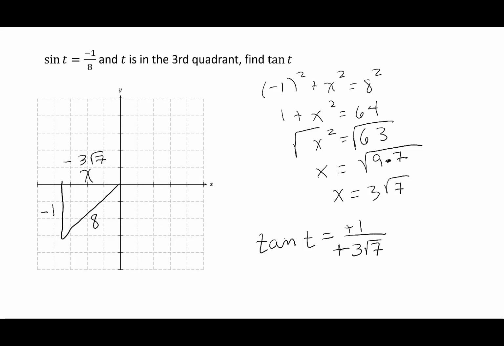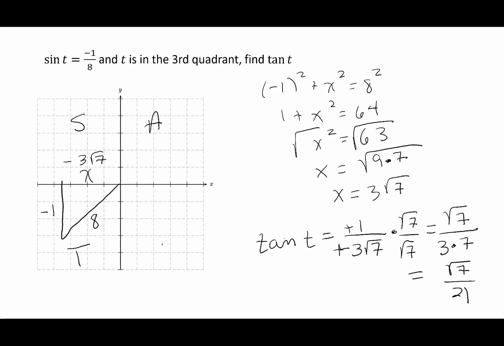I don't like the square root of 7 in the denominator, so I multiply by the square root of 7 over the square root of 7. 1 times the square root of 7 is the square root of 7. Keep the 3. Square root of 7 times square root of 7 is a 7. So my solution is the square root of 7 over 21. Notice our answer is positive, but that matches what we said earlier, that we have all in the first quadrant, sine in the second quadrant, tangent in the third quadrant, and then cosine in the fourth quadrant as being positive.